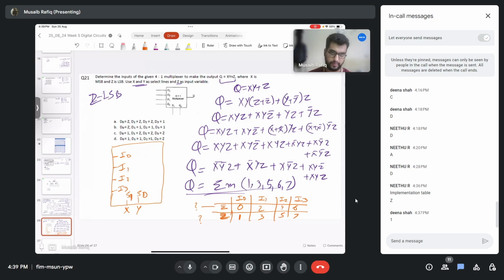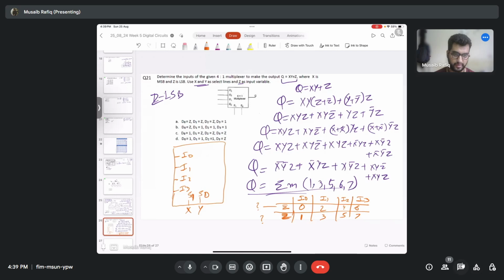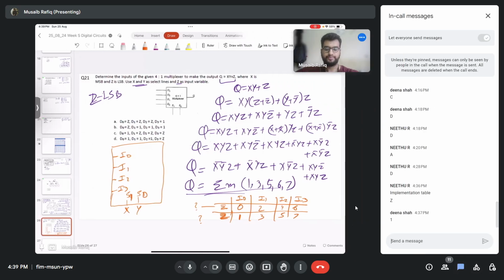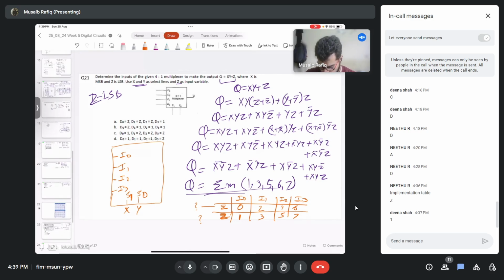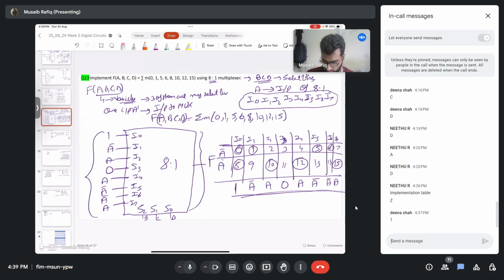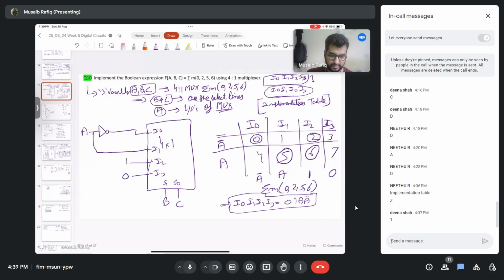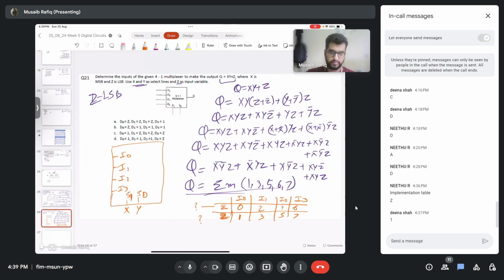Can anybody tell me why I have written it like this? Where I have written 0 first, and in the next, in that column only I have written 1. Previously, if I check, I have written it like this, right? What is different from the previous question?